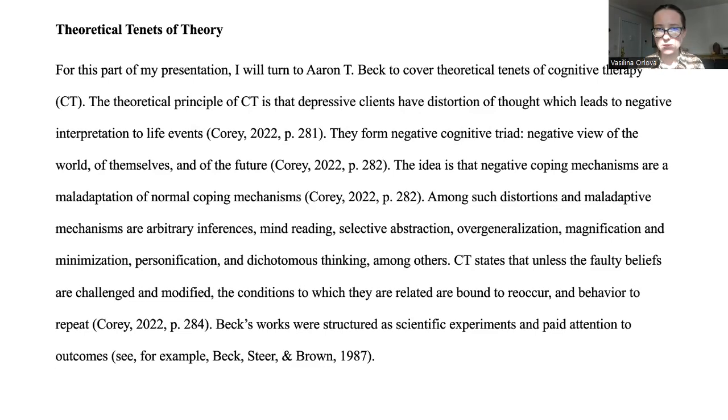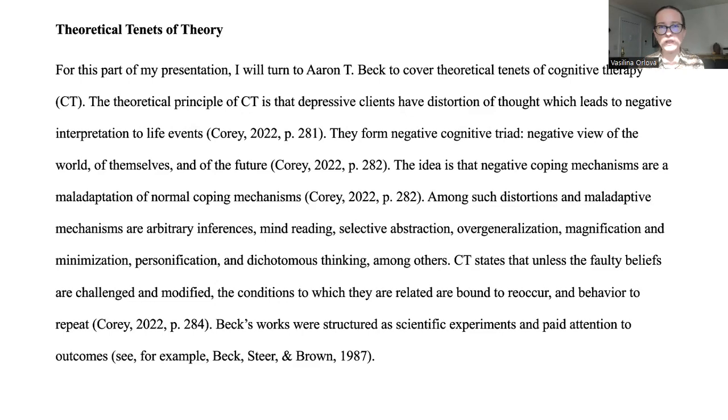This is arbitrary inference, mind reading. We suggest we know what the other person thinks. We ascribe our thoughts to others. Selective abstraction, when we take one feature of the event and abstract it to the whole. Overgeneralization, when we form extreme conclusions based on one or two cases. Magnification and minimization, when we magnify in our mind some event out of proportion to its significance, or to the contrary, we minimize the event that was really impactful for us.